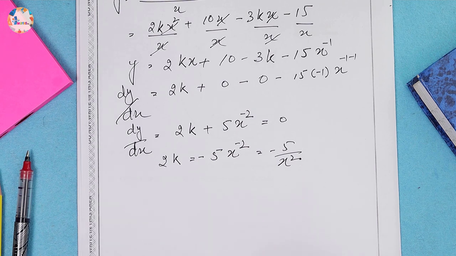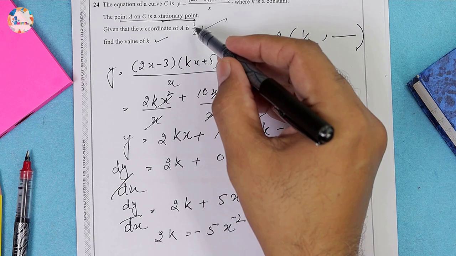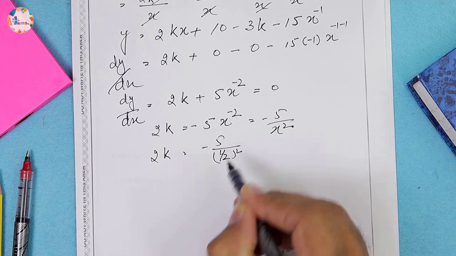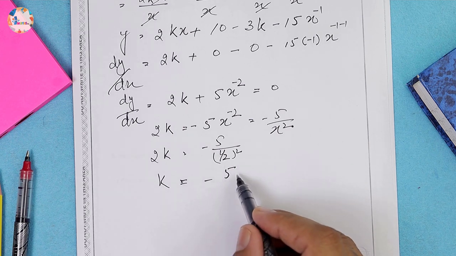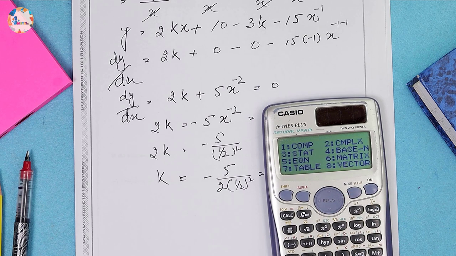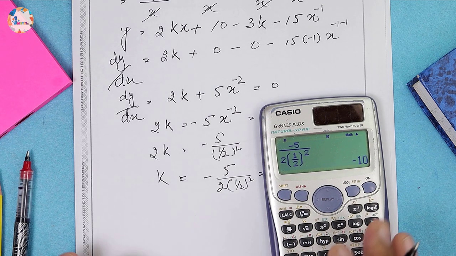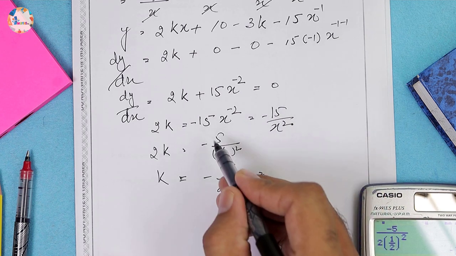Now we can write this equal to 0, which we have already written. The x value is provided over here, which is 1 by 2. And this one we will replace, so we'll write 2k is equal to minus 15 over 1 by 2 squared. So the k value will be equal to minus 15 over 2 into 1 by 2 squared. And this one we can calculate with the help of a calculator. So fraction minus 15 over 2 into fraction 1 over 2, and this will be whole squared, and this will be equal to minus 10. Again a small rectification, this is 15 and we have written over here 5, so we'll have to write here 15. So this will be 15 and this one will be 15.